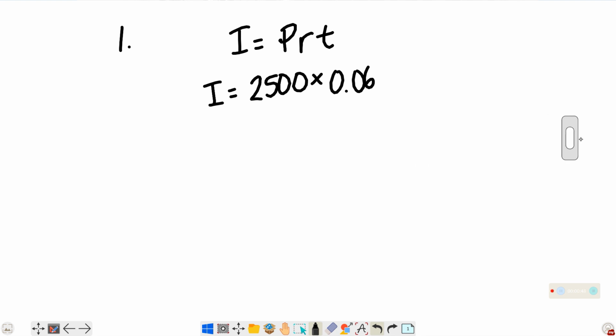And then T represents time. In this problem, it is an annual interest, and it is 15 years. Annual stands for years, and we have years, so now all we have to do is multiply those things together, and that's going to tell you your answer. So those three things multiplied together come out to $2,250 in interest.